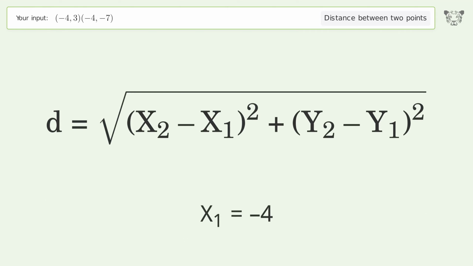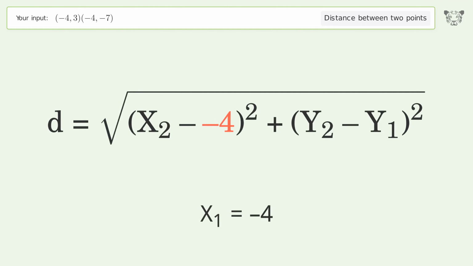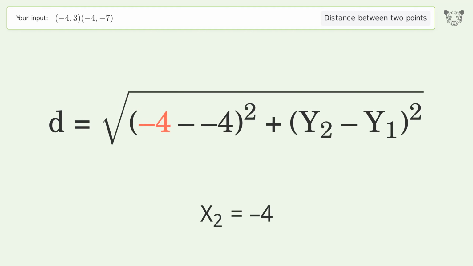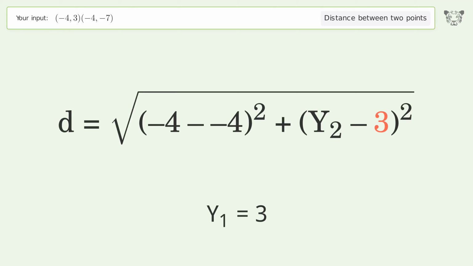x1 equals -4. x2 equals -4. y1 equals 3. y2 equals -7.